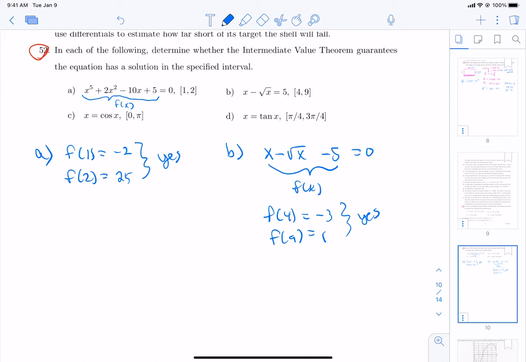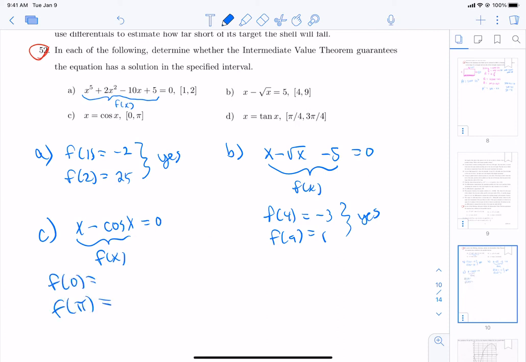Let's look at C. Got to move the cosine over, or either one. Cosine is a continuous curve. X is a continuous curve. Put them together, they're continuous. So it's continuous. Now we just have to check, do the intervals do what we want the intervals to do? So let's call this f of x. Let's plug in 0 and pi.